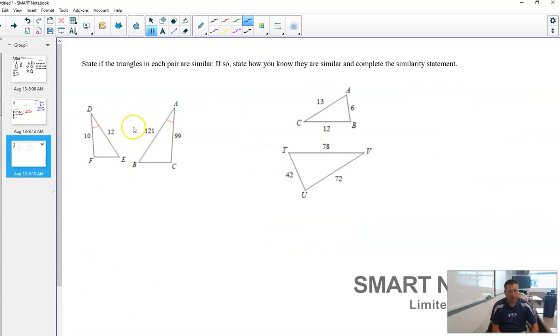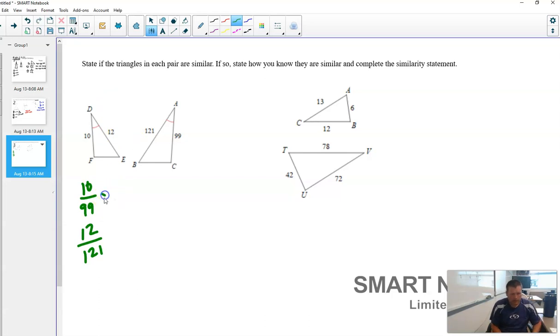So if I look at this pair, again, this is side, angle, side, side, angle, side. Make sure that angle is between. If it was down here, we couldn't do it, okay? So for this one, I've got to look and see if my sides are proportional first. So I've got 10 divided by my smaller side, which would be 99, and then 12 divided by 121. And I'm just going to check and make sure those proportions are right.